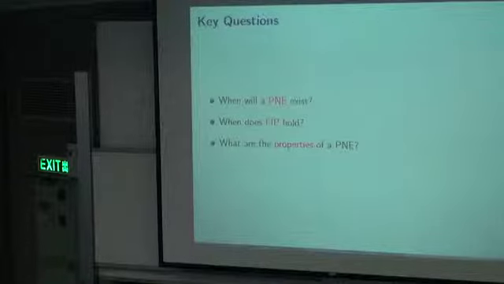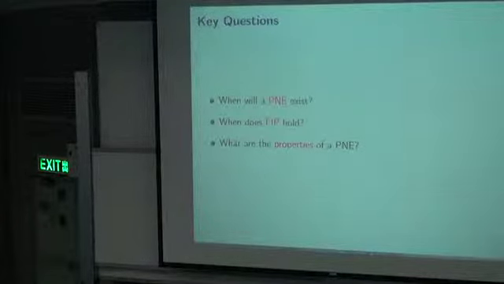So let me summarize the 3 questions that I have mentioned before using the terminologies that I've just defined. When will a pure strategy equilibrium exist? And even stronger, when does FIP hold? And finally, what are the properties of this pure strategy equilibrium? Okay, so this will be the prelim.